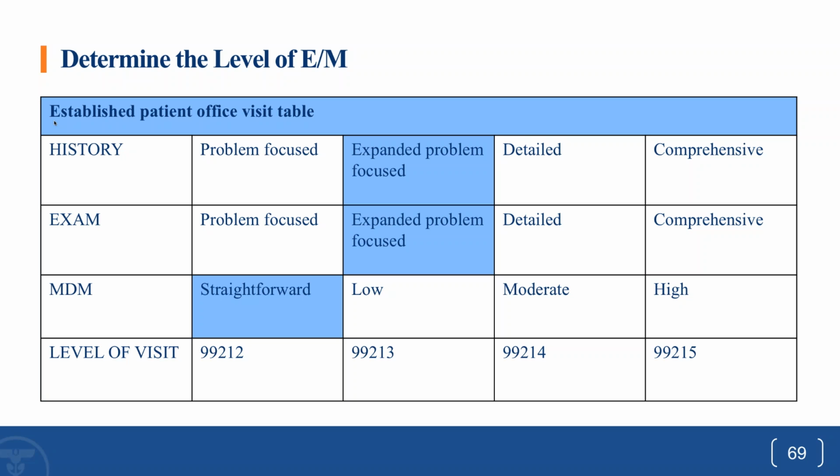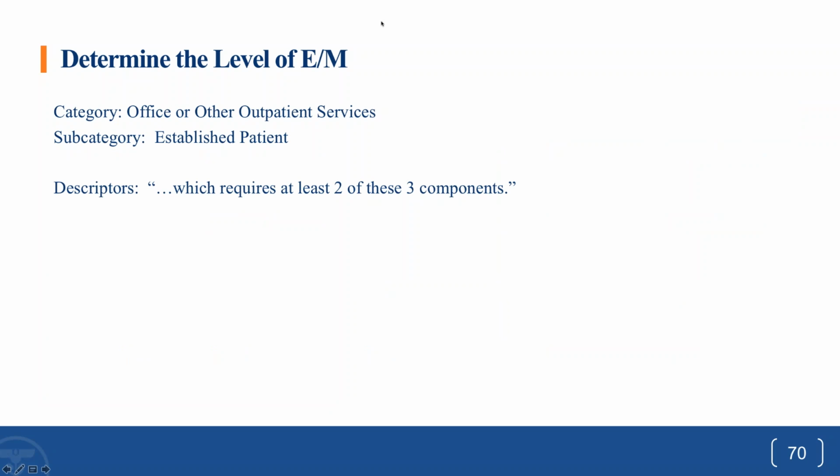Okay, let's look at this. So this patient, remember we had our history that we jotted down way back when? And our history was expanded problem focus, right? And our exam was also expanded problem focus. And our decision making was straightforward. But remember, this is an established patient, so they only have to meet 2 out of the 3 key components, which the 2 of those components are over here. And if you go down to the level of visit, that should put you at a level 3.